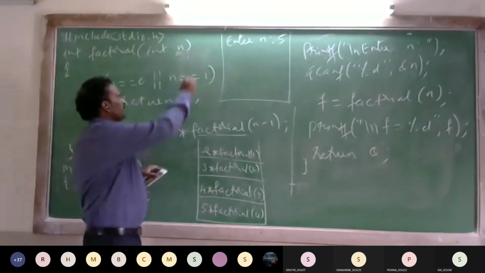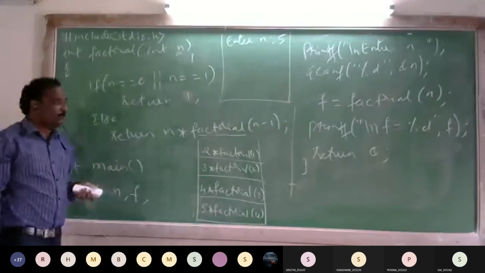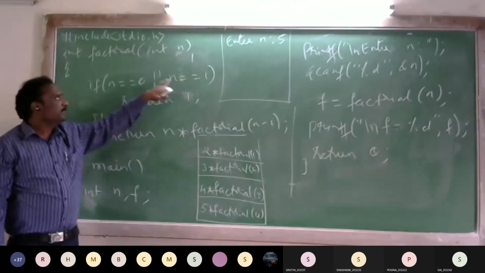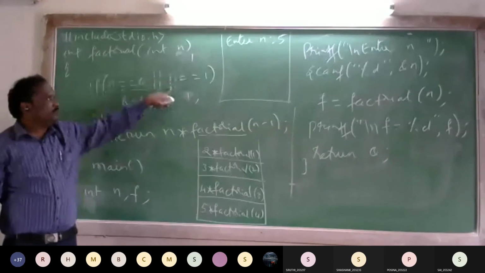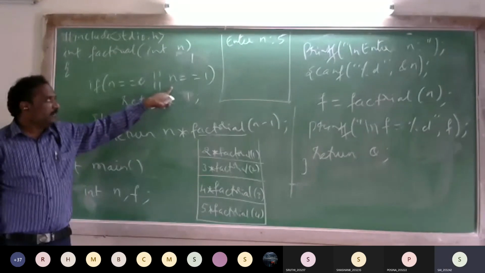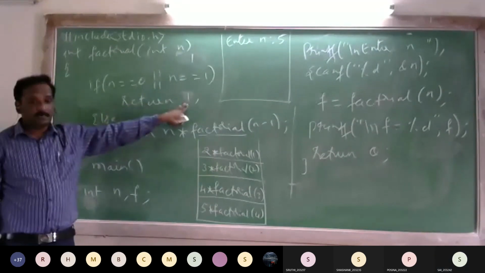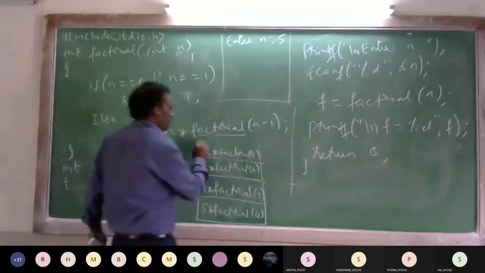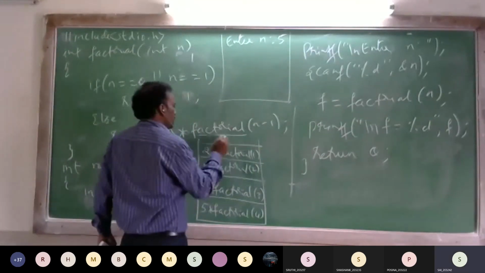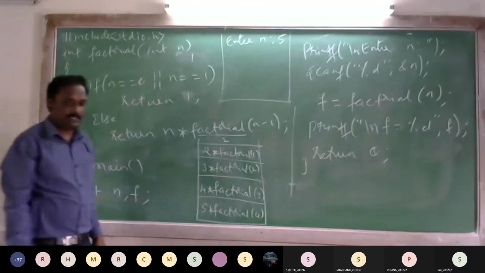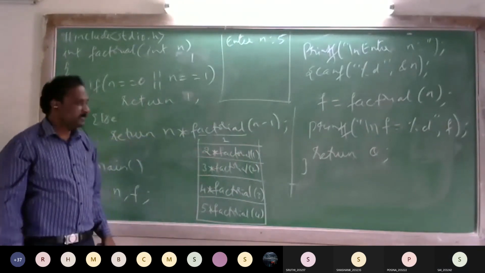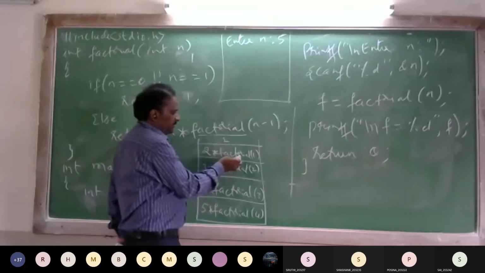Now what is the current value of n? The current value of n is 1. Now you are checking the condition: is n is 0 or n is equal to 1? The condition is true because the n value is 1. Now return 1 because we know that factorial of 1 is 1. So now 1 is returned. Now you use this value to calculate the higher factorial. Now 1 is used here. Factorial of 1 is 1.